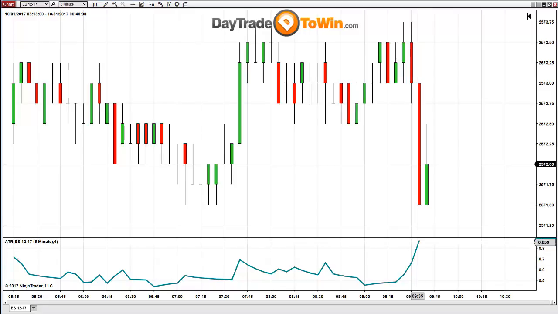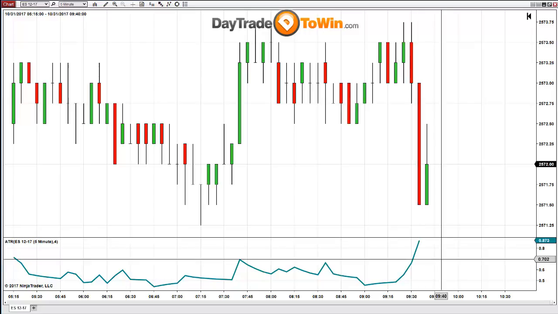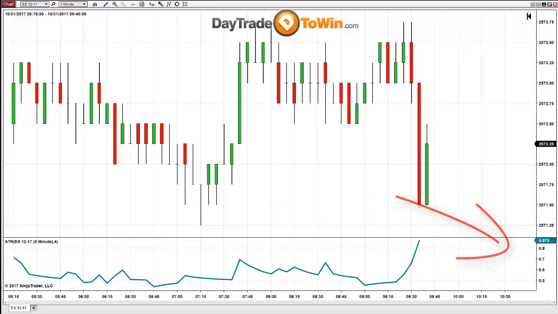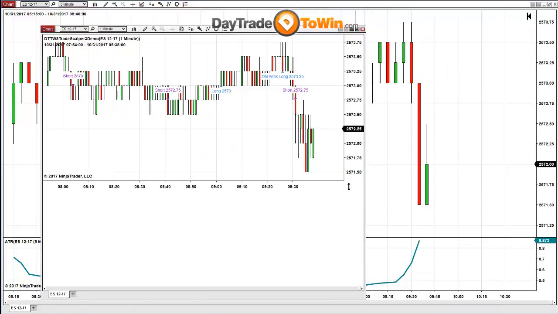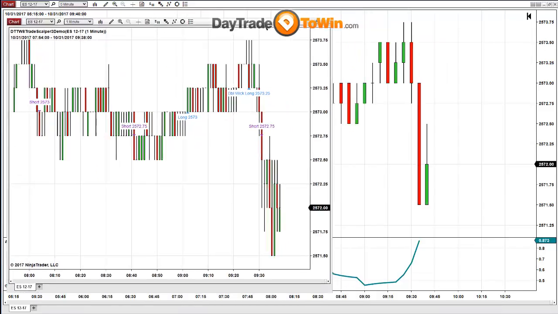And remember, I always look at the ATR with a setting of 4 to tell me the conditions we're in. So currently, right here, right now, you're looking at about 7 ticks, the current conditions. And if I change, let's say, to a 1-minute chart, let me just bring up another chart here. This happens to be a 1-minute chart. Now I have the Trade Scalper here on the 1-minute chart.